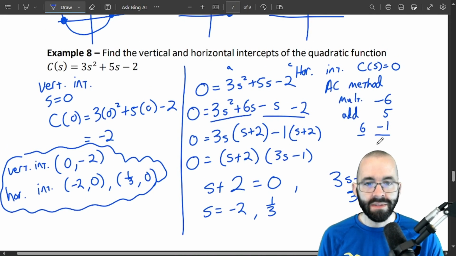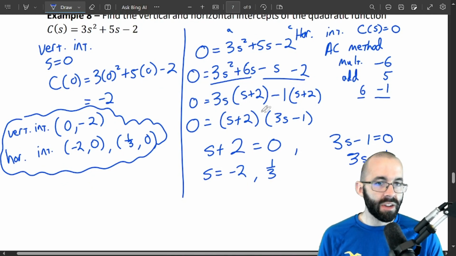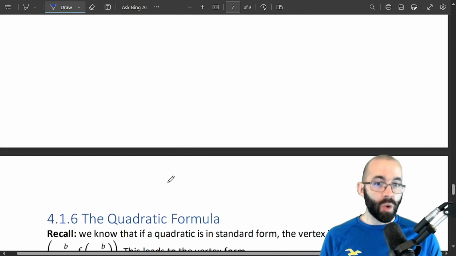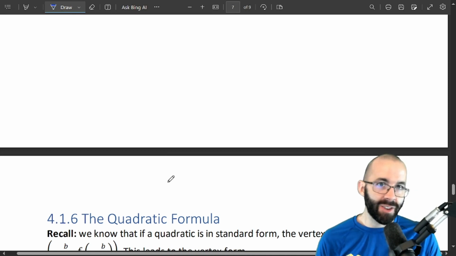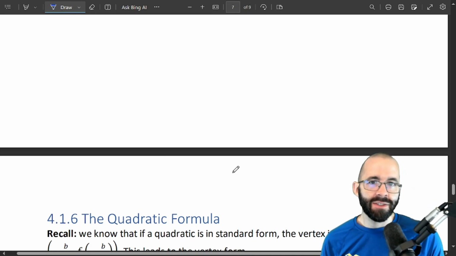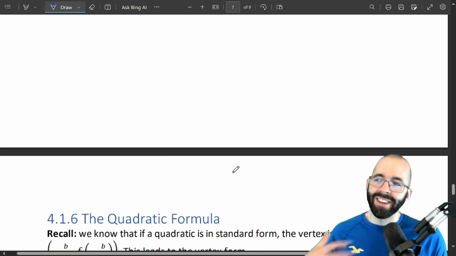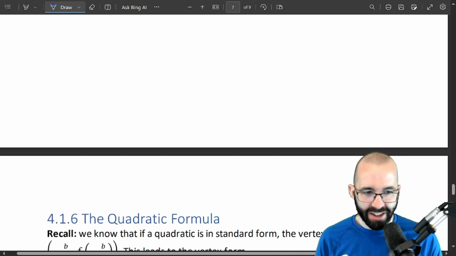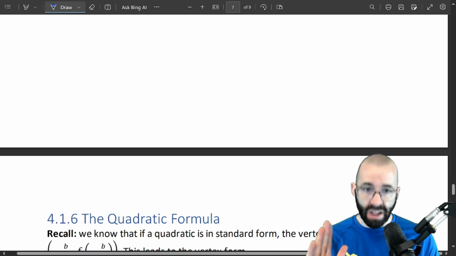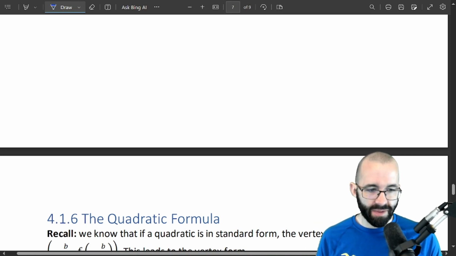There we go. There are other ways of finding horizontal intercepts, one of which is the quadratic formula, which we'll do in the next video. It's a student favorite. Factoring and completing the square, I really like, but students tend to like the quadratic formula, although it's really easy to make mistakes on it with your calculator, so you will need calculator practice. I'll mention that in the next one.